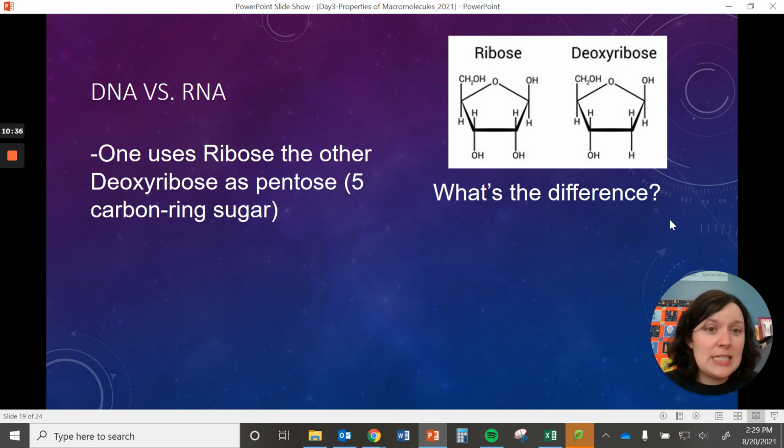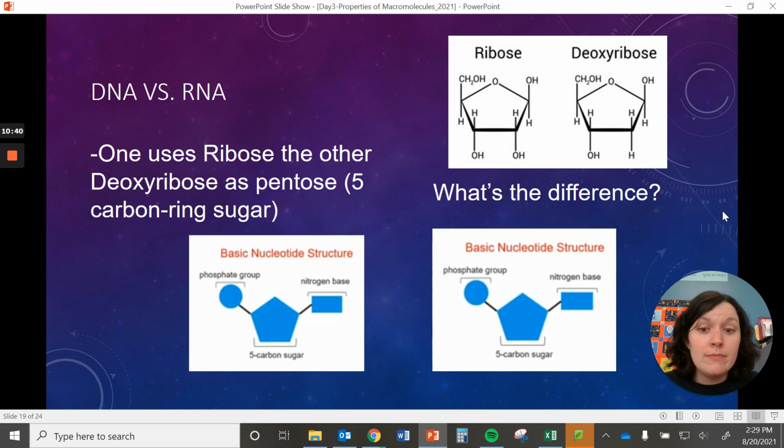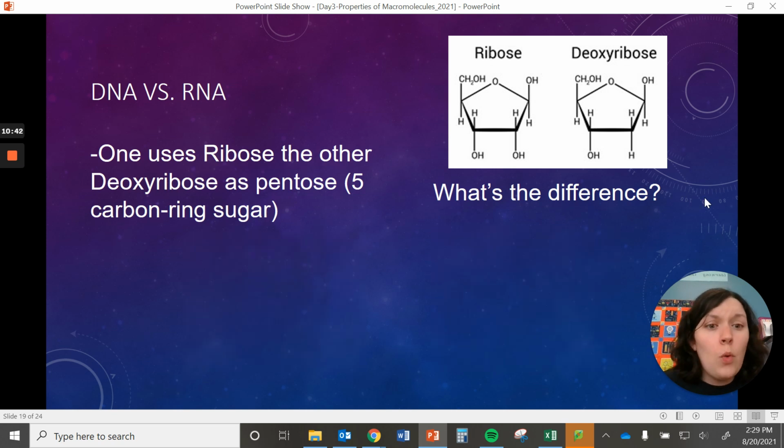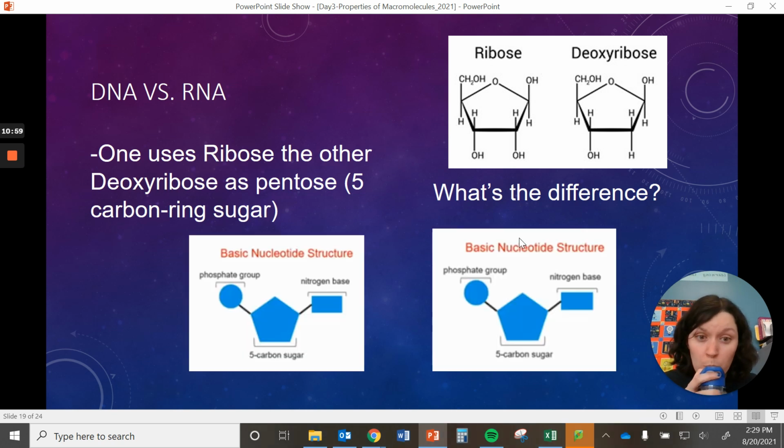So look at them. What is different between these two molecules? They're almost exactly the same. And what is different is that our deoxyribose has lost one of the oxygens. It's lost this oxygen down here at the bottom. Everything else is exactly the same. And that one little oxygen makes a huge difference on whether it is DNA or RNA. It makes a huge difference in its function.